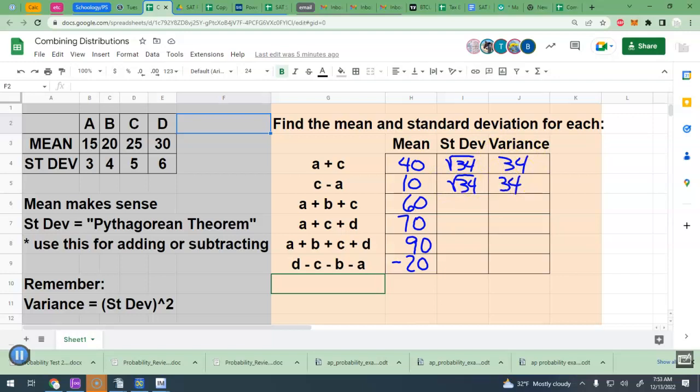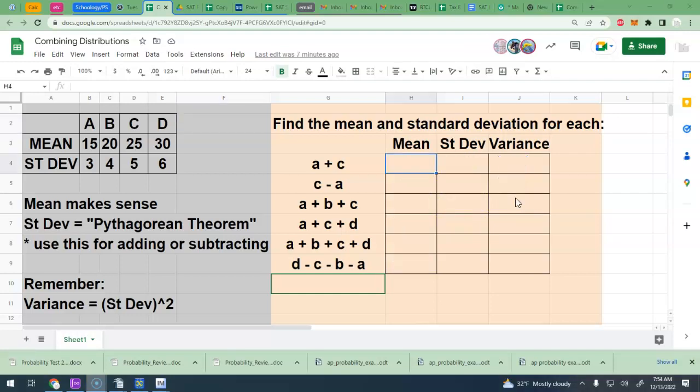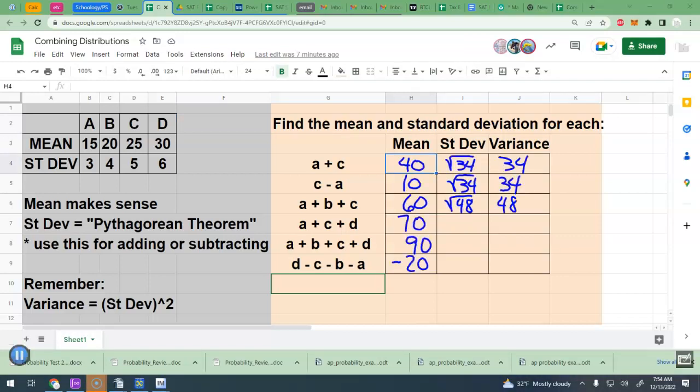A plus B plus C. 48. Because I'm doing it in my head and I want you to check my mind. Because I'm too lazy to type it into the document. 9 plus 16, so that's 50.